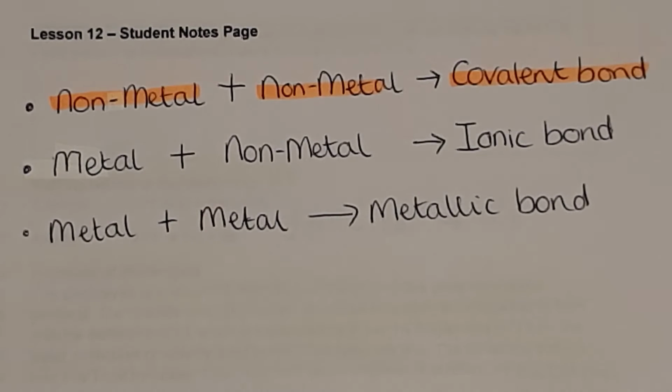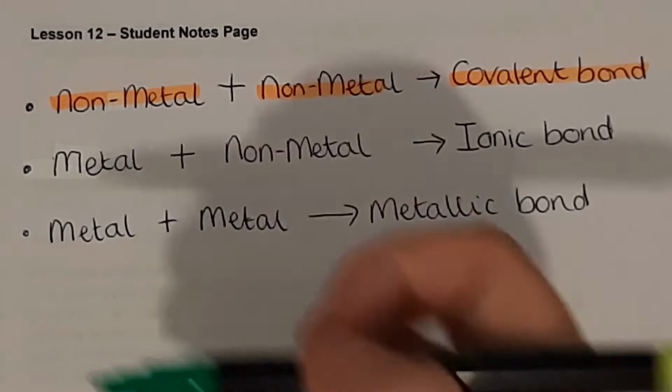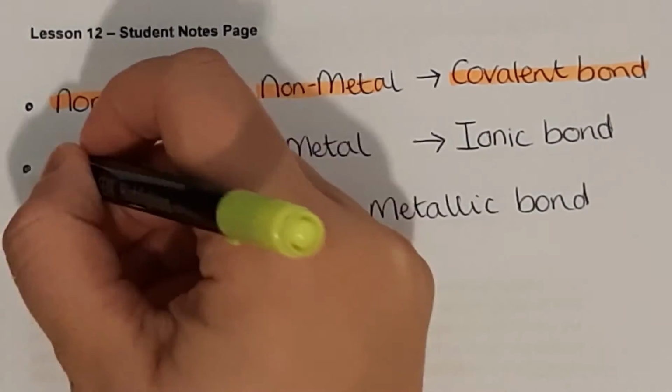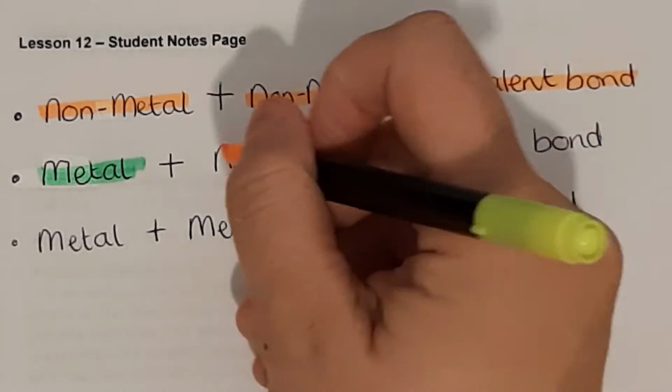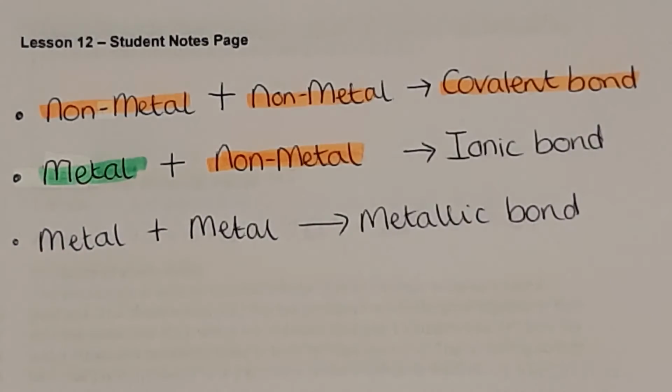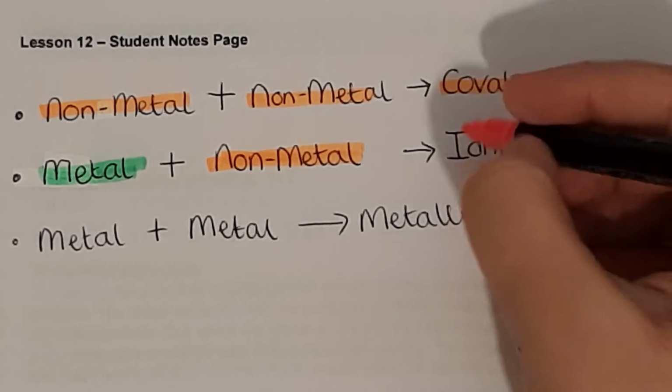Now next we might think of something where there's a metal and a non-metal. So for example, aluminium oxide. Okay, aluminium is a metal and oxygen is a non-metal. Okay, and then that is going to form an ionic bond. Okay, so a metal and a non-metal forms an ionic bond.